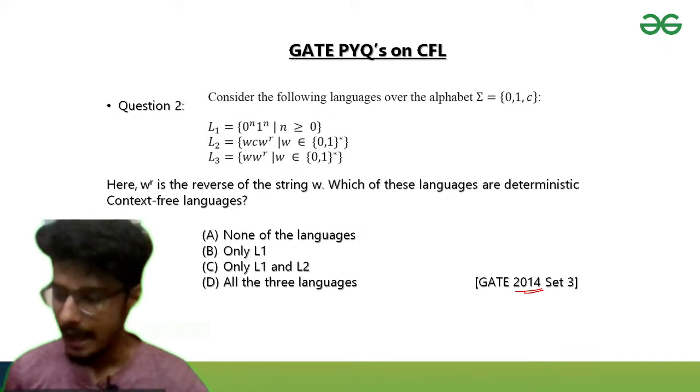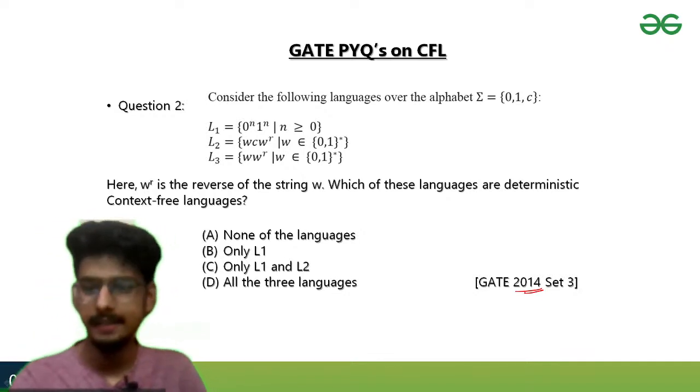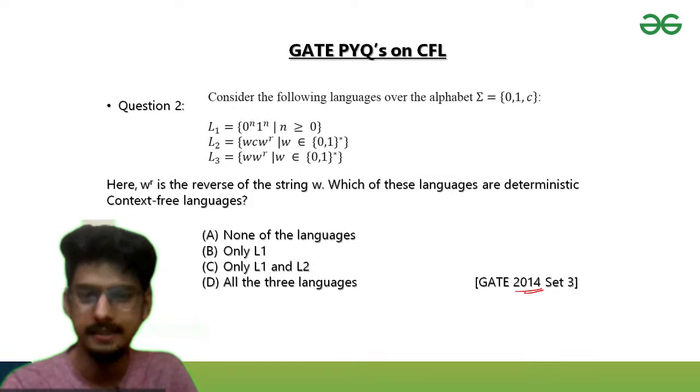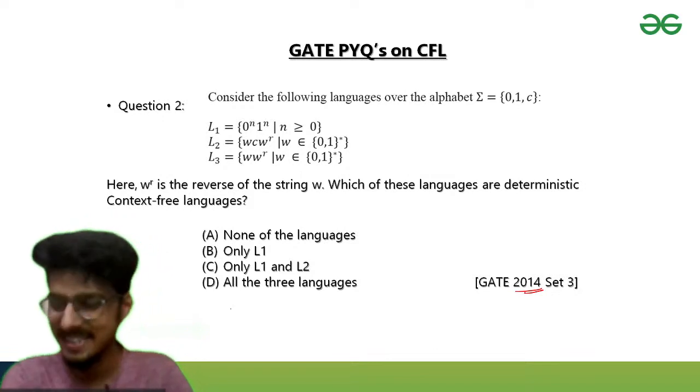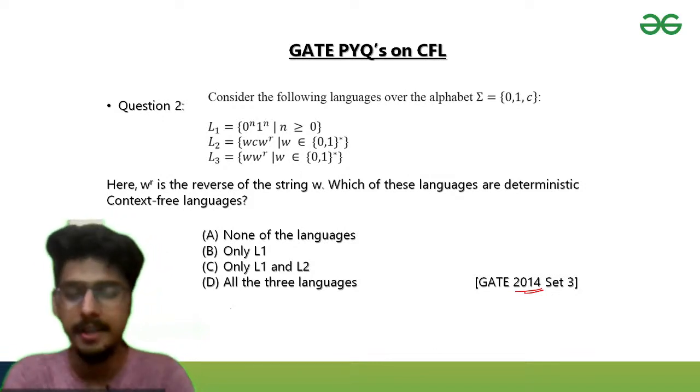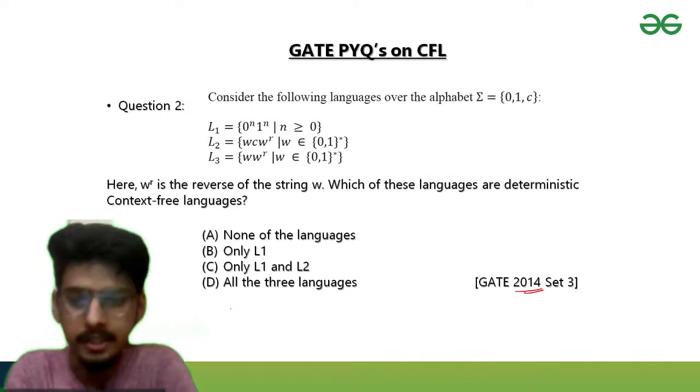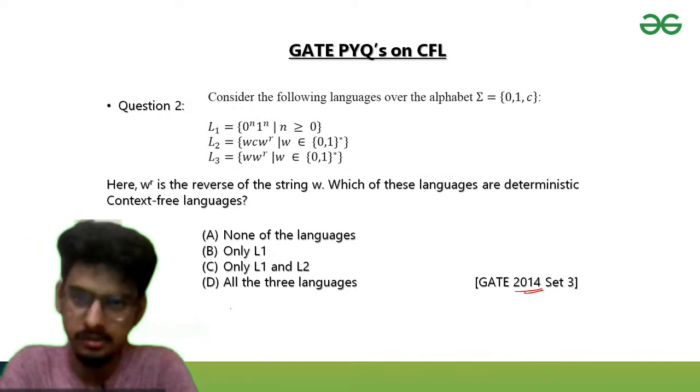So I hope you have solved it. Jerry says that the answer will be C. Let's see whether the answer will be C or not. Okay, so now let's get back to the explanation. King Rider also says C.